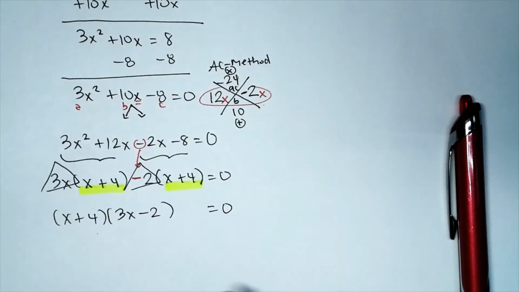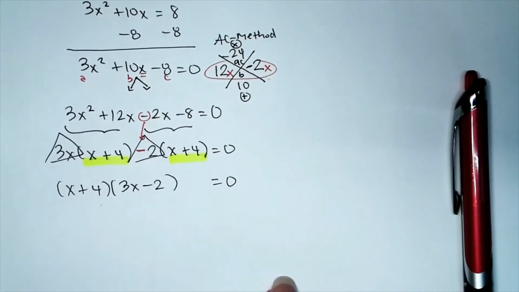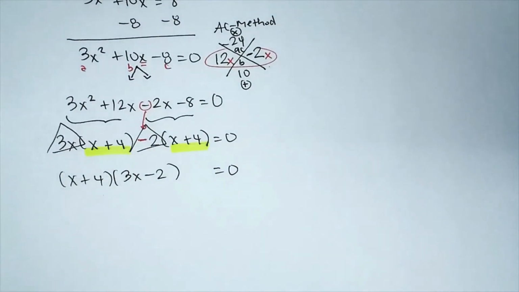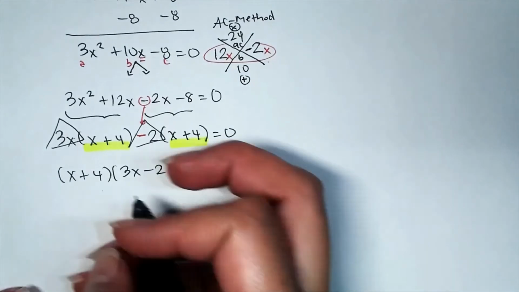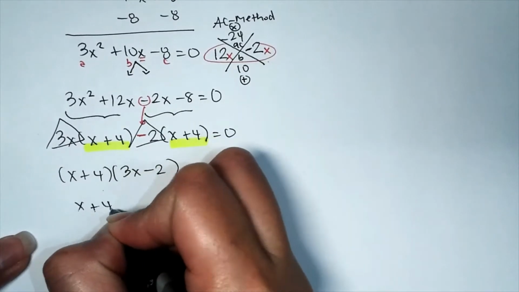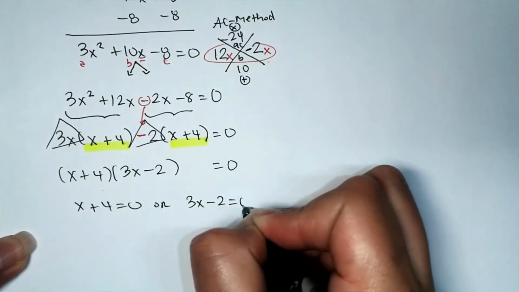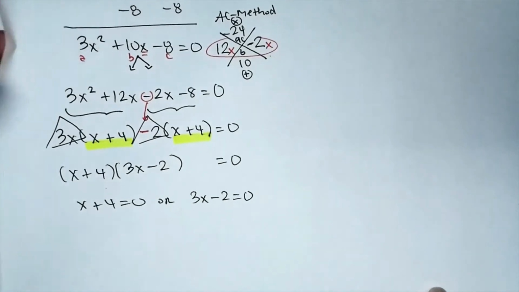Cool. So now that we have factored, let's go ahead and apply the zero factor property and set each factor equal to 0. So if a product equals 0, then there's no way around it. One of those factors has to equal 0. Either the first factor equals 0 or the second factor equals 0.